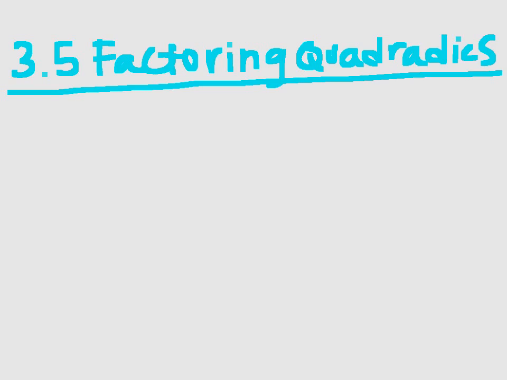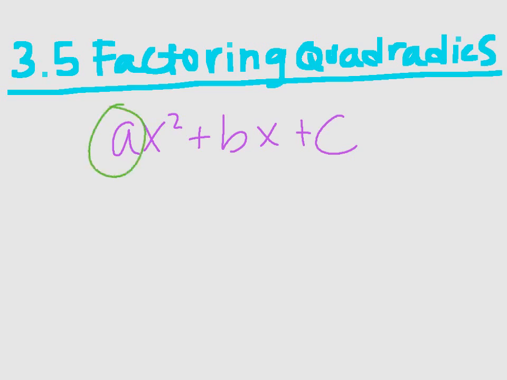Okay, when you're given a quadratic in the form ax squared plus bx plus c, you find the two factors of a and c that add to equal b. And then this is how you factor. So we'll go to just an example.